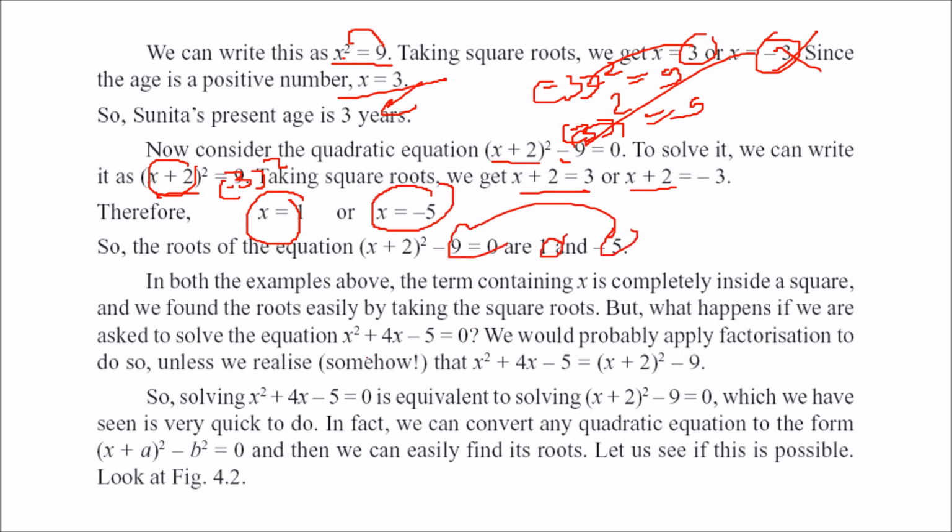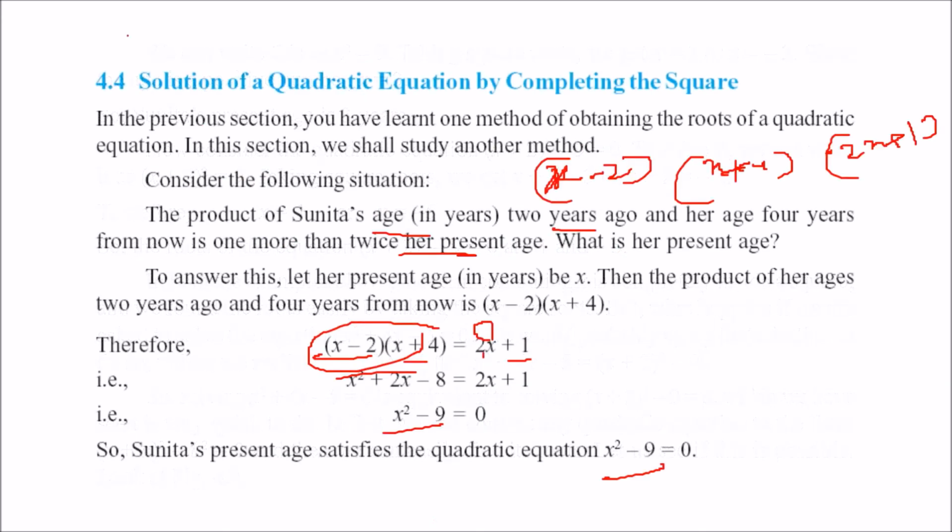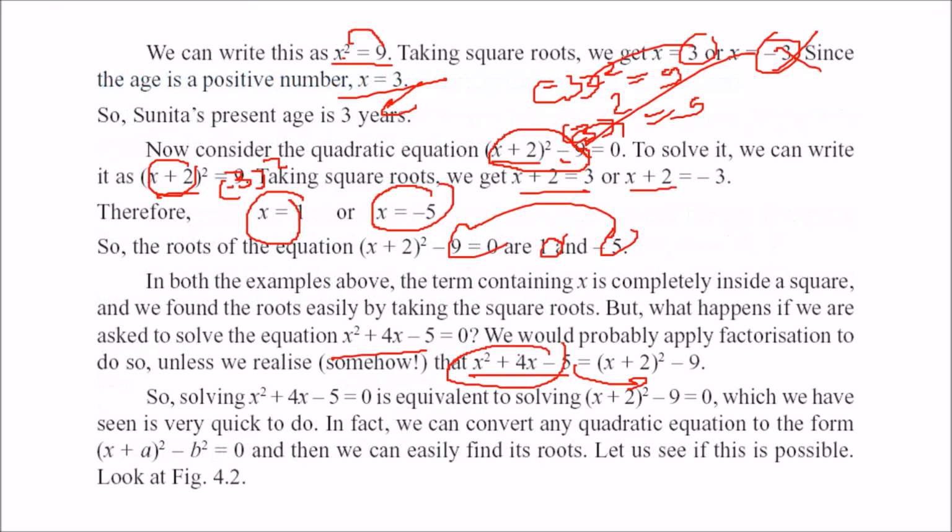Now let us take one more, x square plus 4x minus 5. Our key idea is to make this equation look like this. This is how we are discussing solving a quadratic equation by completing the square. If we can write this equation in this form, which is a square form, you can easily get the solution like this, right?